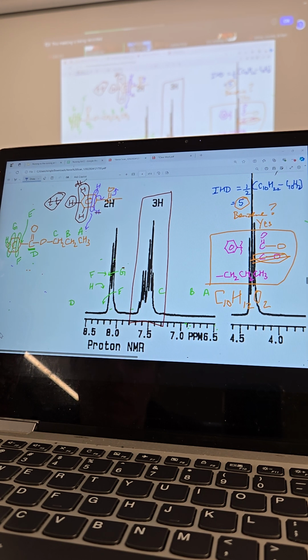Okay, so let's try and picture this in our minds. A triplet of a triplet is a lot of lines. A doublet of a triplet is also a lot of lines. And then on top of that, this lot of lines and this lot of lines are on top of each other.